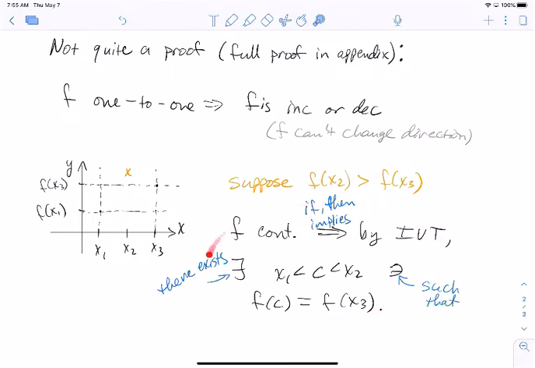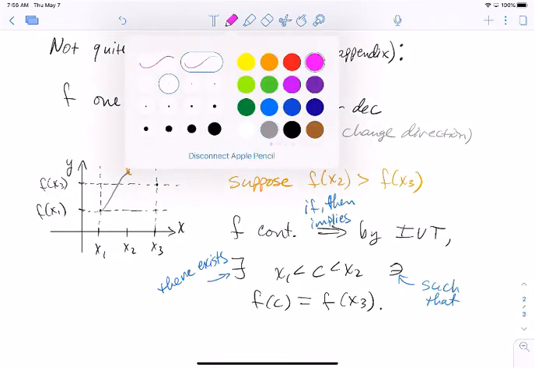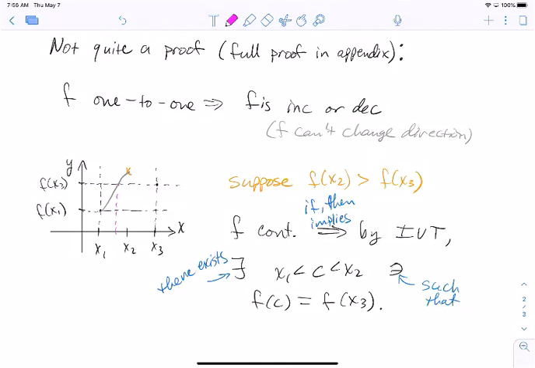Now, to unpack this statement, what we've just said is if x2 is up here and if f is continuous, then the only way to connect x1, f of x1 to x2, f of x2 is to cross this dashed line, which is at the same y value as f of x3. And so the intermediate value theorem says there would be some point here, c, where the output for c matches the output for x3. But if c doesn't equal x3, then those outputs cannot match. And so this contradicts that f is 1-to-1.